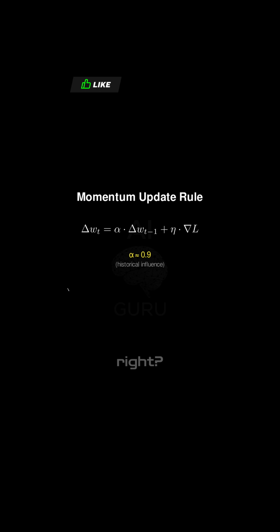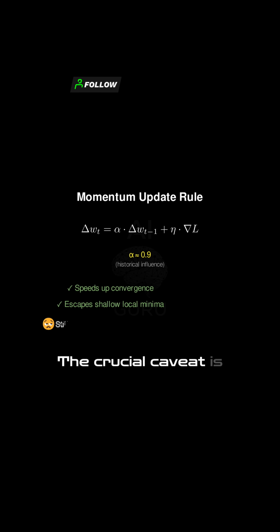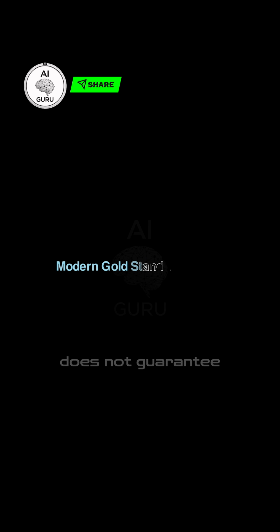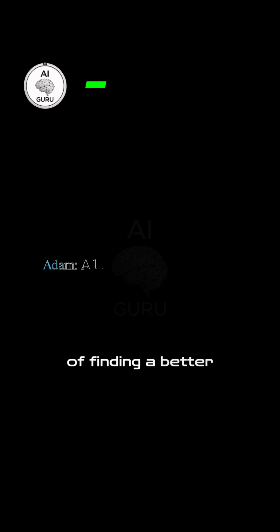But there's a catch, right? There is. The crucial caveat is that momentum, while it's vastly superior to basic gradient descent, still does not guarantee a global minimum. It just improves the odds and the speed of finding a better local solution.